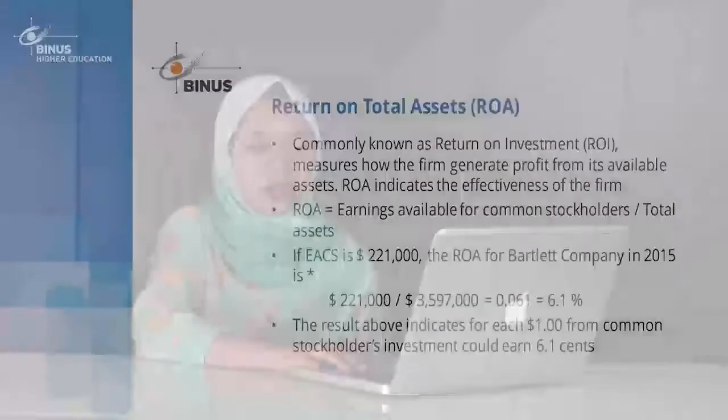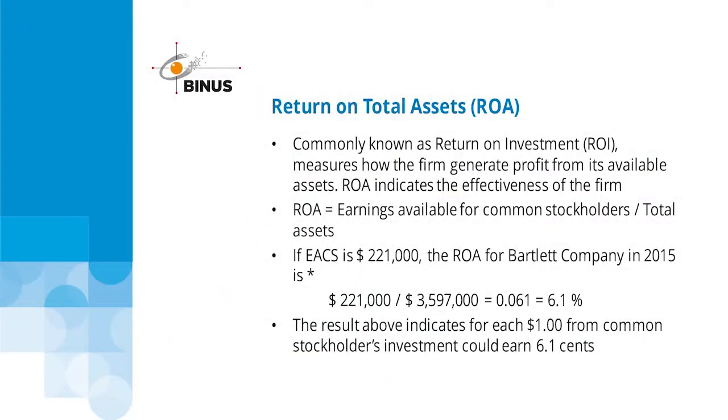Profitability ratios measure the performance and the effectiveness of the company. One of the indicators is the return on total assets, also known as return on investment, which measures the ability to generate profit from its available assets. We get it from earnings available for common stockholders divided by total assets. If we have the numbers here, we get 6.1% return on total assets. The result indicates that each $1 of common stockholders' investment earns 6.1 cents.